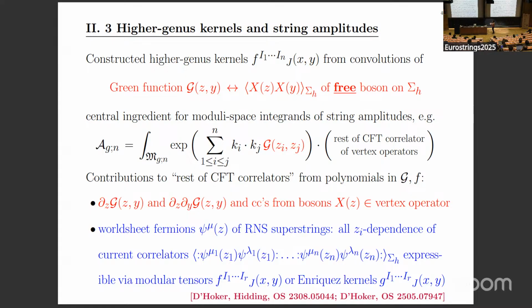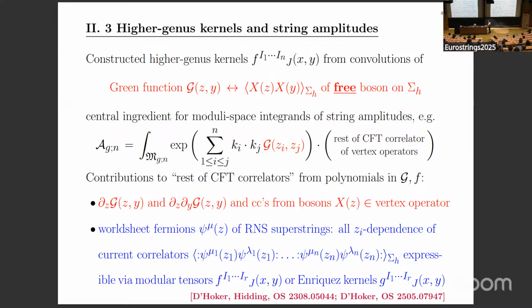So let me again connect with the concrete tasks in string amplitudes. As I emphasized before, this Green's function here, which was at the beginning of constructing the F tensors, is a two-point function in the conformal field theory of the free boson. It, for instance, enters the ubiquitous Kober-Nielsen factor, which you will always meet in genus g n-point amplitudes. No matter how complicated the supersymmetry details of RNS or pure spinors are, you will always have this Kober-Nielsen factor. So this Green's function is all over the place.